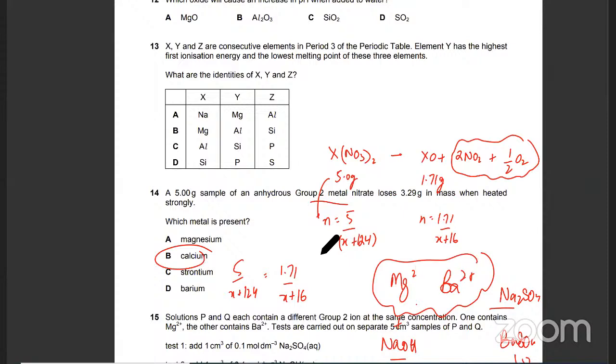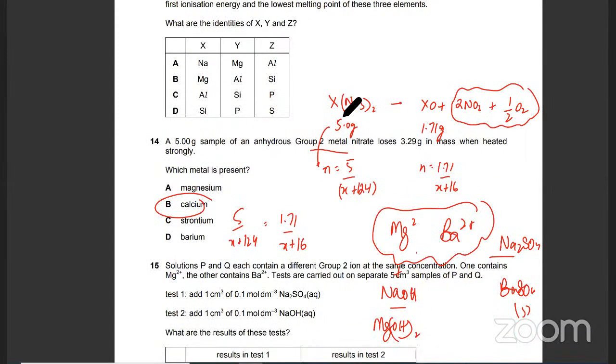But is the question clear? Could you explain it again, please? I don't get the whole question. Briefly, the question is about group 2 metal nitrates, right? Every group 2 metal nitrate has the same decomposition equation, like magnesium nitrate giving magnesium oxide, NO2 and O2. So I've taken the metal as X because I don't know what it is. The equation is balanced in exactly the same way.